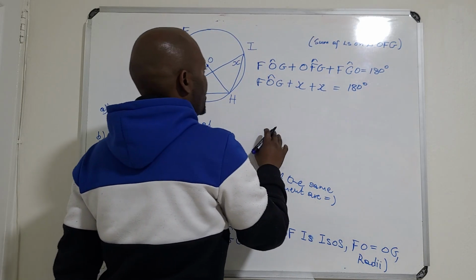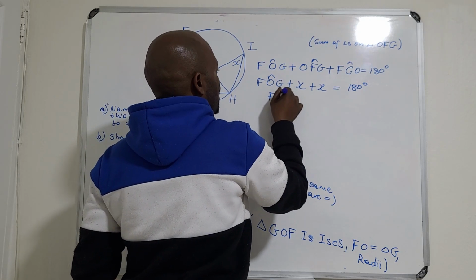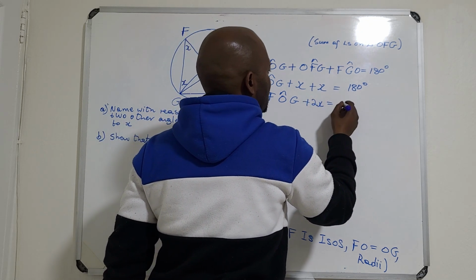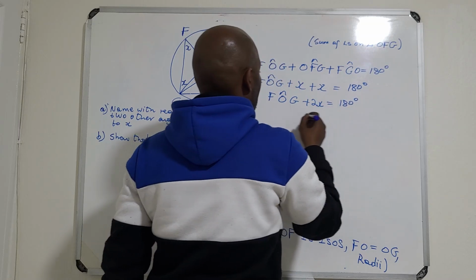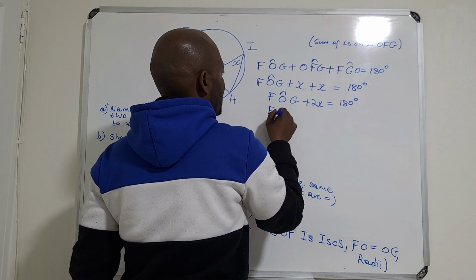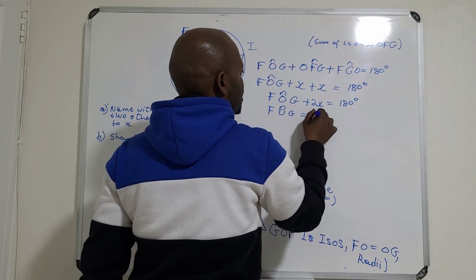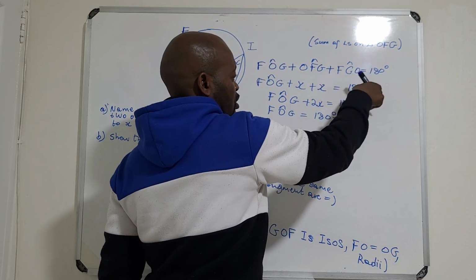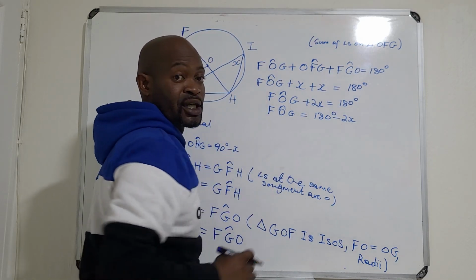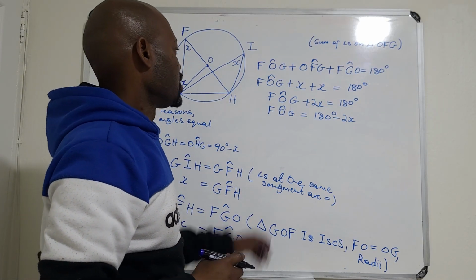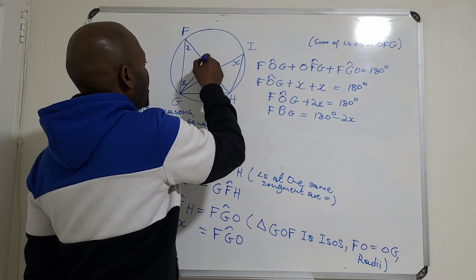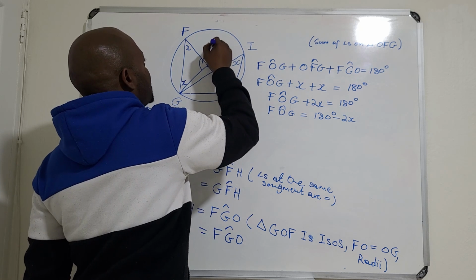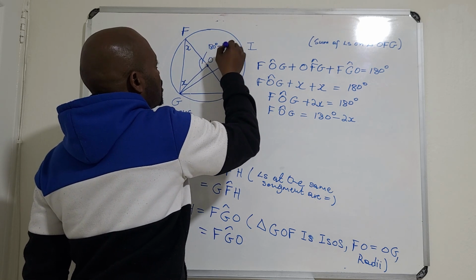Which is equal to 180 degrees. Now, angle FOG plus 2x is equal to 180 degrees. Now, angle FOG is equal to 180 degrees minus 2x. I take this to the other side, which becomes minus 2x. Therefore, this angle there is 180 minus 2x.